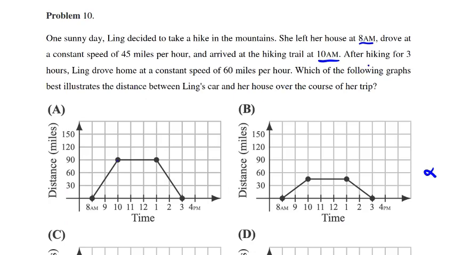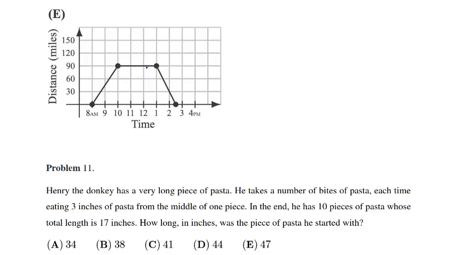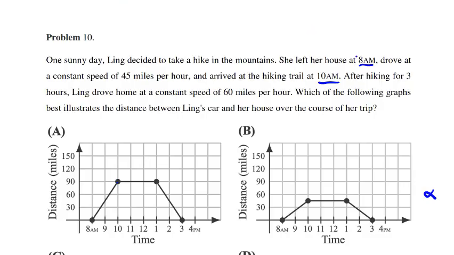Now let's consider the second part. After hiking for 3 hours, so 1, 2, 3, we can't reject A. Also we have E here, 3 hours, we can't reject E. So we should consider the third part. In the third part it says Ling drove home at a constant speed of 60 miles per hour. So because we have 90, from 90 you want to reach 0. So 90 over 60, the speed, is 1 hour and a half.